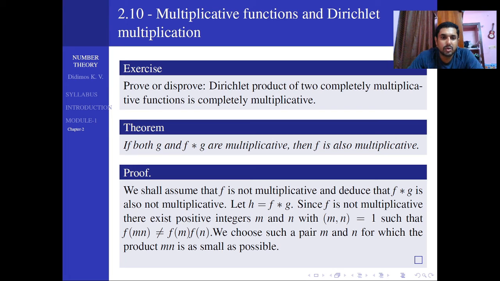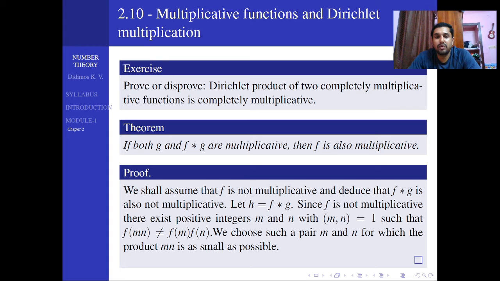Next, we move on to a theorem. If both g and f star g are multiplicative, then f is also multiplicative. Okay? So for the proof, we start with an f which is not multiplicative and deduce that f star g is also not multiplicative. That means we need to prove that if g and f star g are multiplicative, then f is multiplicative. So we assume the converse, f is not multiplicative.